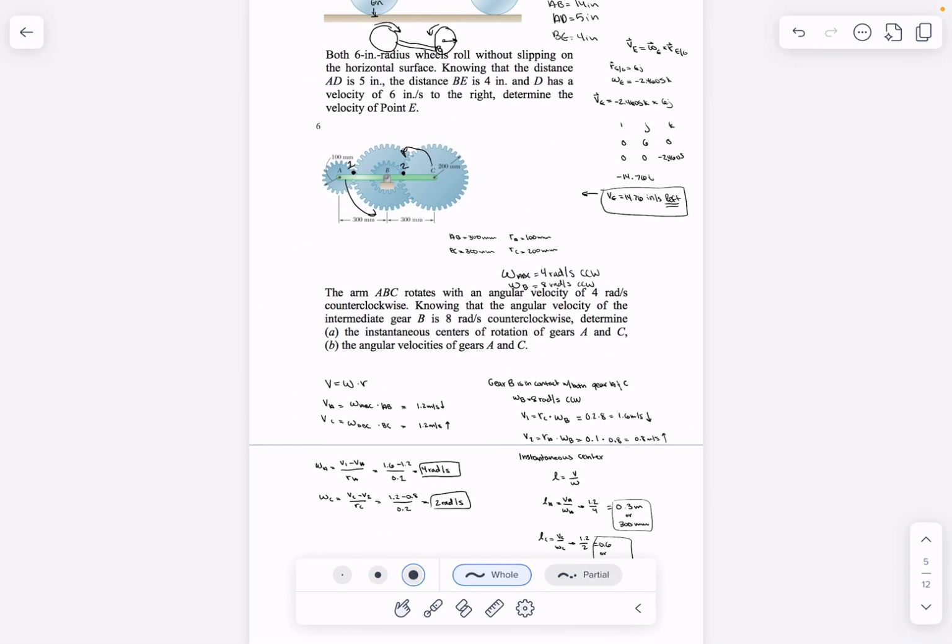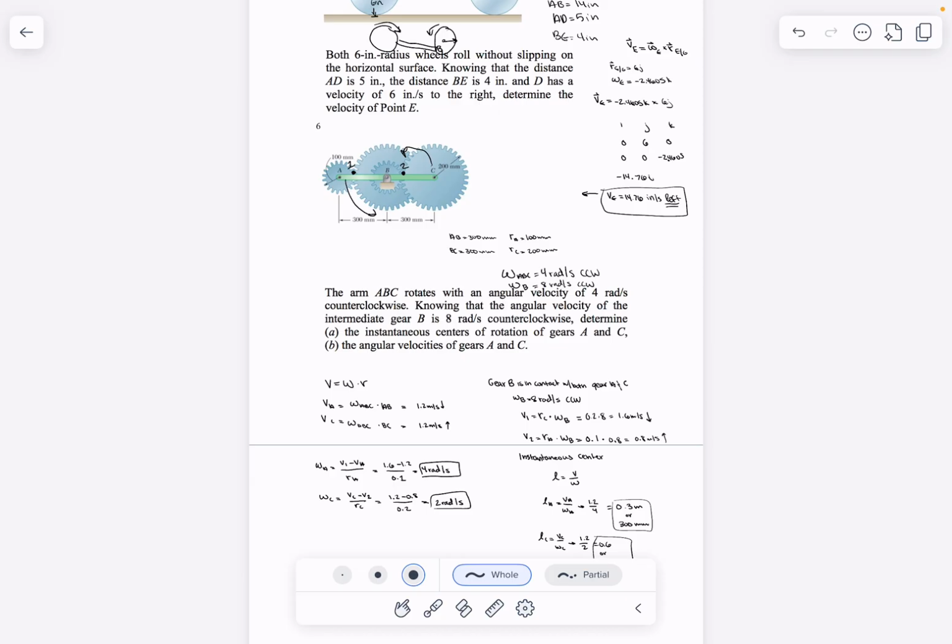Question 6. Arm ABC rotates with angular velocity of 4 radians per second counterclockwise. Knowing that the angular velocity of the intermediate gear B is 8 radians per second counterclockwise, determine the instantaneous centers of rotation of gears A and C, and the angular velocities of gear A and C.